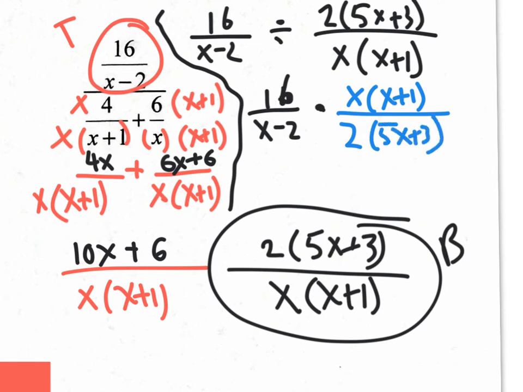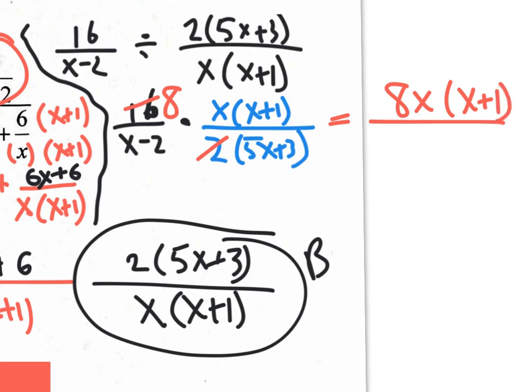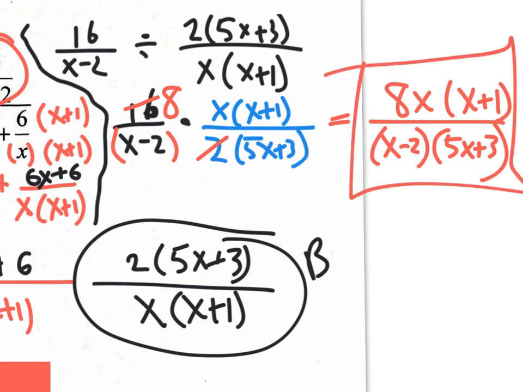Okay, so now what do we do? We are going to simply multiply. Well, we can't cancel anything out except for the 2 with the 16. That's going to become an 8 up on top. So everything else we're just going to rewrite. So what do we have as a final answer? Up on top we have an 8x, and then the x plus 1. And on the bottom, you have x minus 2 times 5x plus 3. And that would be your final answer there, because nothing cancels out.